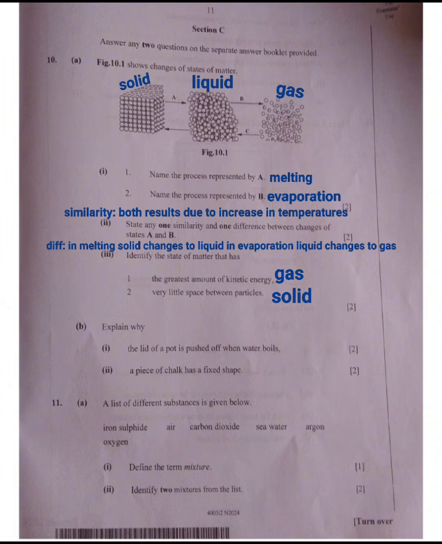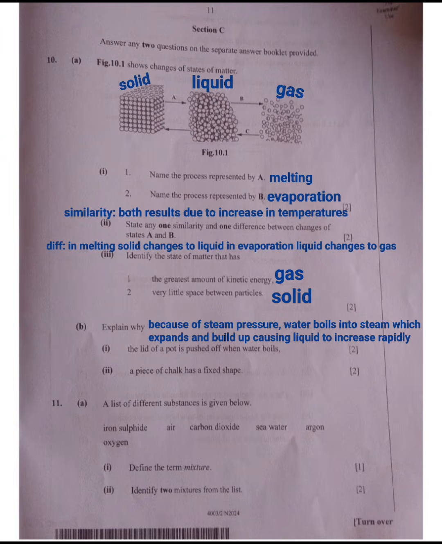And then on part B, explain why the lid of a pot is pushed off when water boils. 2 marks. So the lid of the pot is going to be pushed off when water boils because of steam pressure. As water boils, it is going to turn into steam, which is going to expand and build up pressure inside the pot. Since steam takes up more space than liquid, the volume increases rapidly.